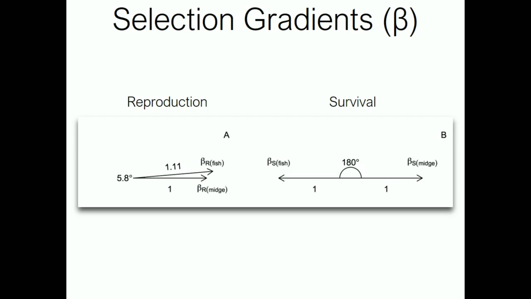However, when we think about survival, selection gradients can look like this. Being big in one condition or being small maximizes survival. And that's what this orthogonal pattern represents. Now, I'm going to tell you some truth right now. This is measured, this is made up. It's very hard to measure the survival selection gradient in the lab with the Daphnia. I will come back to that in just a little while.